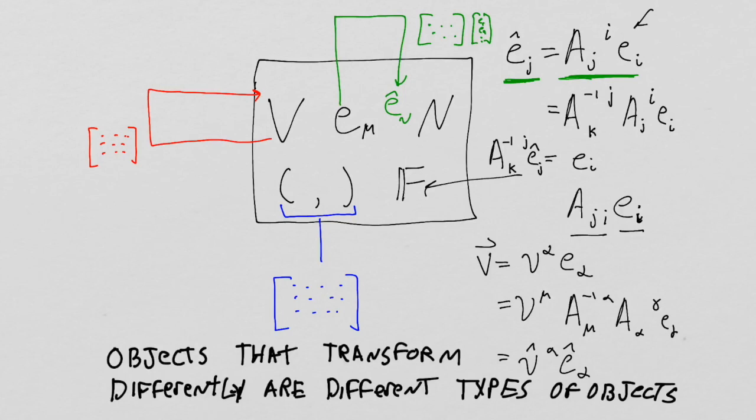Here, I will just write it down at the bottom of this screen. Objects that transform differently are different types of objects. Now, you can have two objects of the same type that are different, and if I left out this word, objects that transform differently are different objects. But what I mean is different types of objects, right?